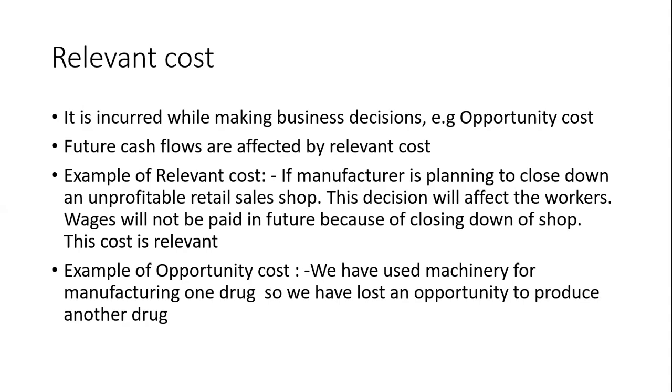For a department or branch whose sales are not happening, from continuous 3 years we are looking at the branch of Mulund, it is not performing, we will close down the Mulund branch because it is not having any profit. So this decision will affect the workers of Mulund branch. If we close the Mulund branch, where will their workers go? They will not be paid in future because of closing down. So this cost is relevant.